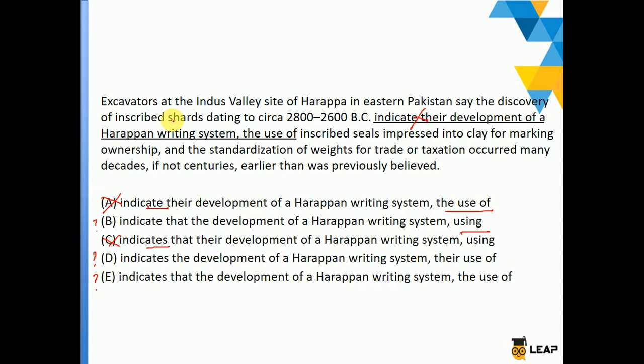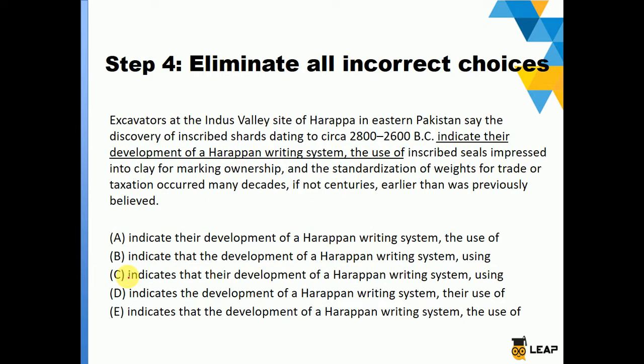Because discovery is singular, right? And discovery will always indicate, right? But discovery will indicate in this context, discovery indicates something. So the discovery indicates that so and so and so. So we can eliminate B as well. We are left with D and we are left with E. Alright, we're getting closer. Let's move to the next step to do the last bit of the strategy, the elimination.